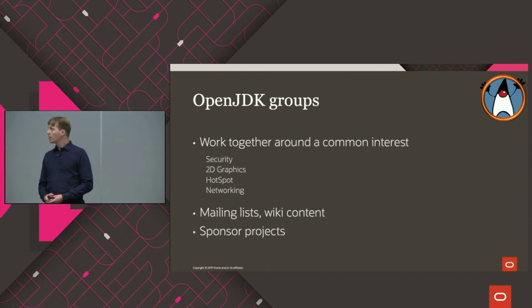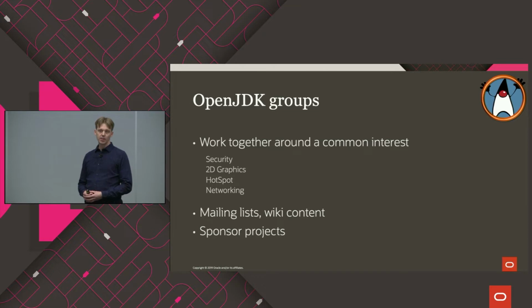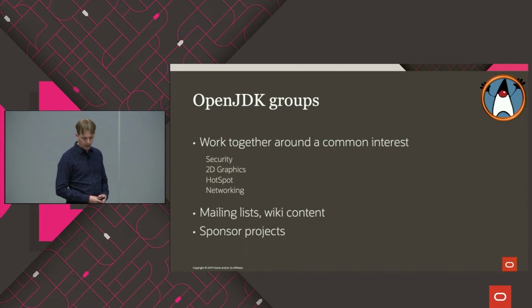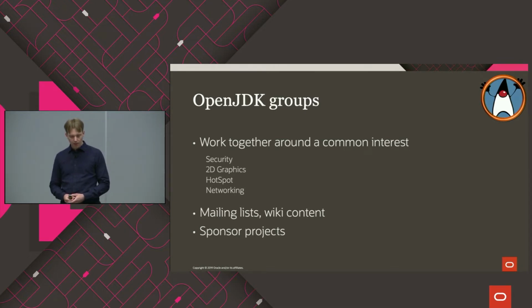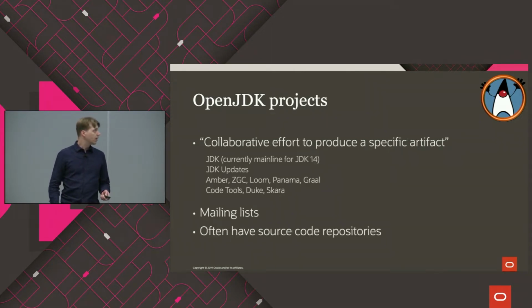The OpenJDK consists of groups who work together around some kind of common interest. This interest could be technical areas within the JDK, or it could be aspects of the programming language. So there are a couple of examples there, but each of these groups maintains their own mailing lists, and they can also have wiki contents for documentation and such.